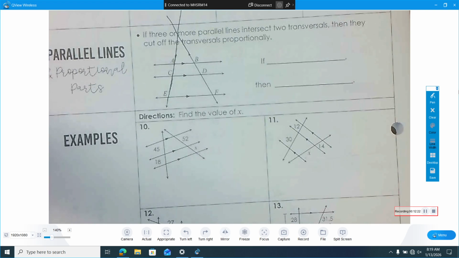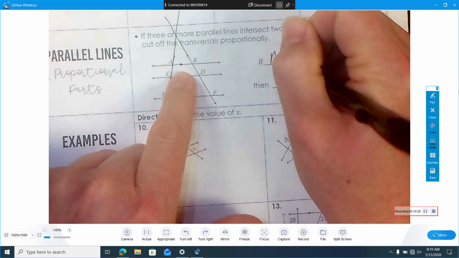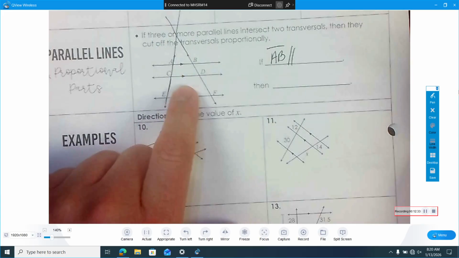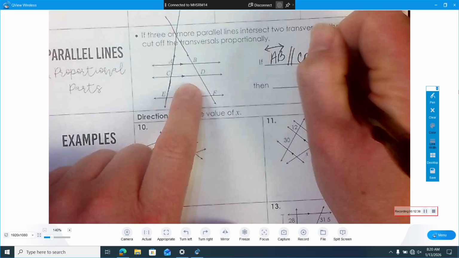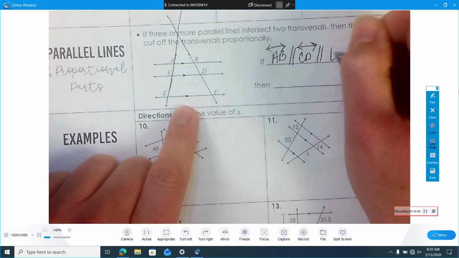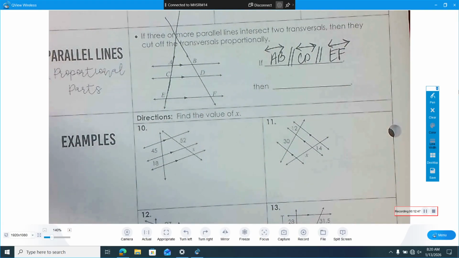And so, if we have segment AB, or in this case line AB, parallel to line CD, and that is parallel to line EF. So we have all these parallel lines cutting 2 transversals. It's going to cut things up in a proportional way.